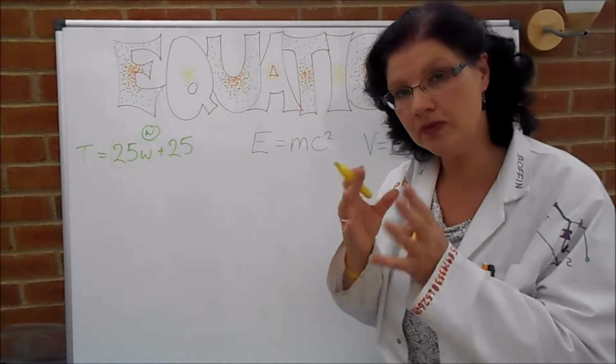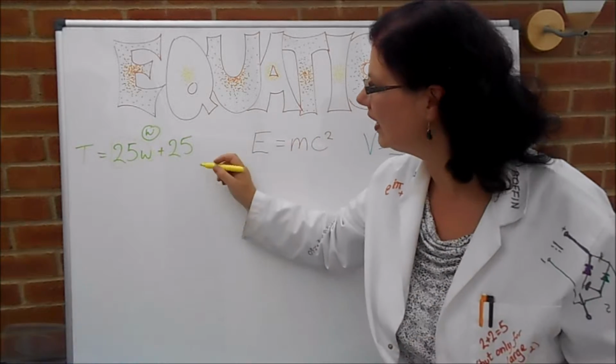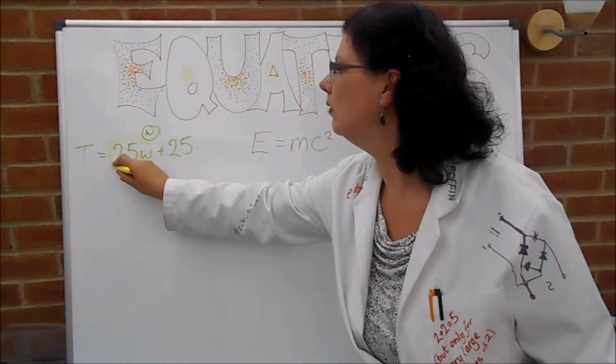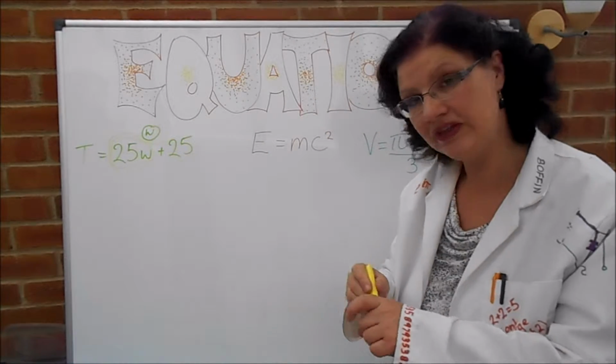We know that because times and multiplies come before adds and subtracts in the order of operations. And then the add 25 comes later.